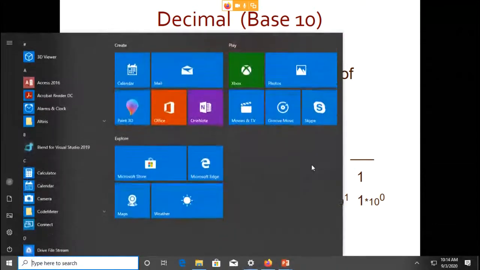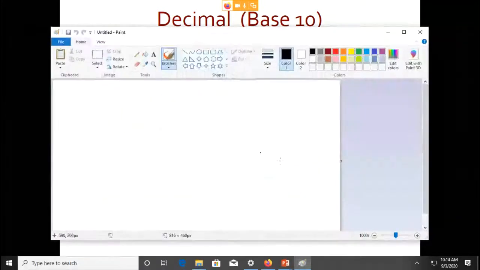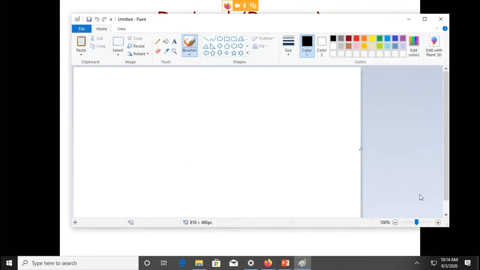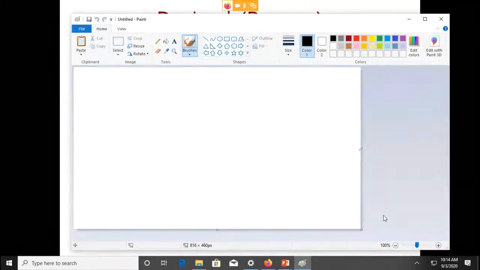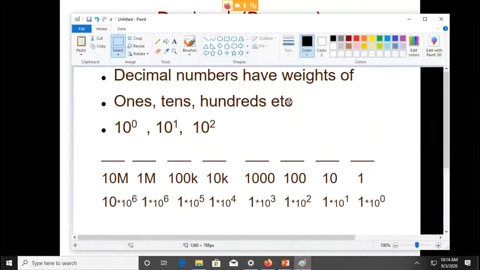Let me get Paint open here. I really prefer doing this on the whiteboard, but it doesn't display very well for you.